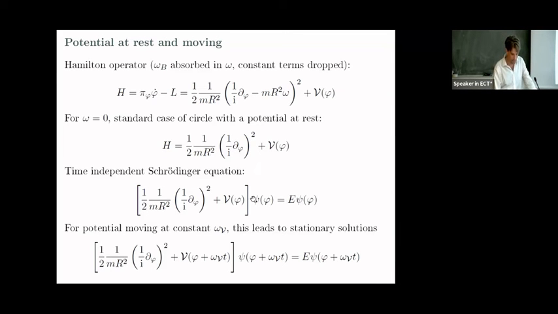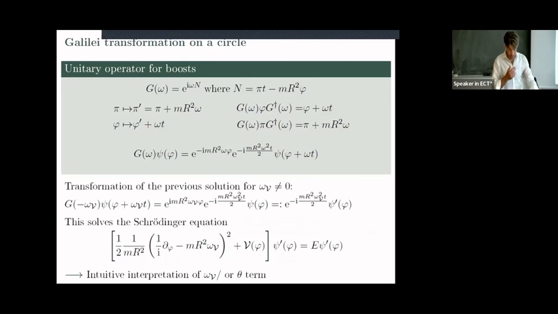But now compare this with a potential moving at a constant angular velocity, omega v. And then we know that if this is a solution to the static configuration, we immediately know that this is a solution to the moving configuration, the co-moving one. But in some sense, this is not a time-independent Hamiltonian operator, and this is then also not really a time-independent Schrödinger equation. Now what we can do is we can do a Galilei transformation to put the potential of the second case at rest again.